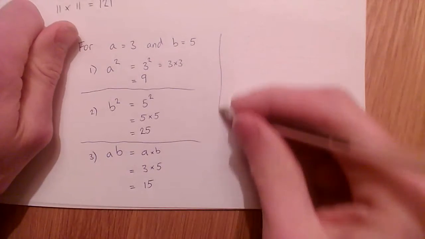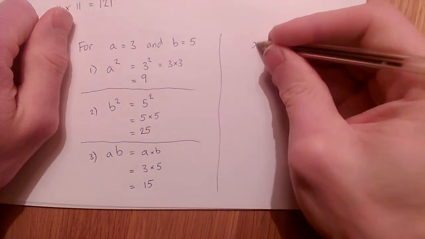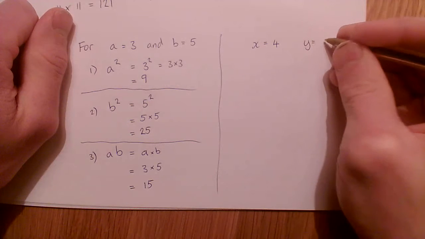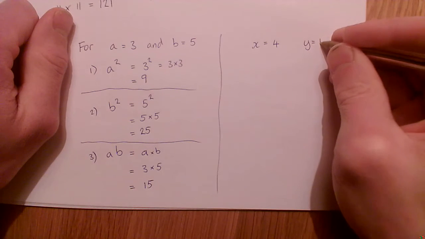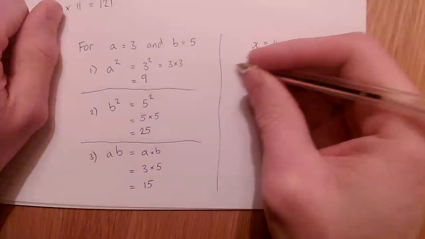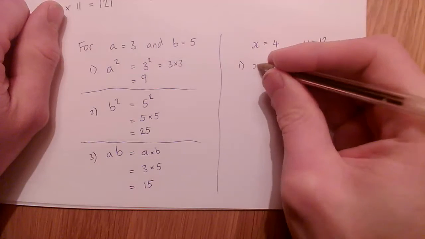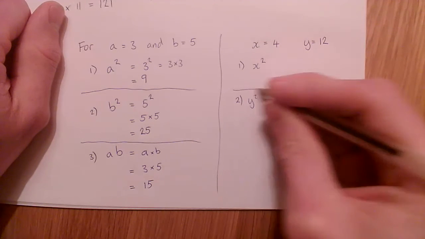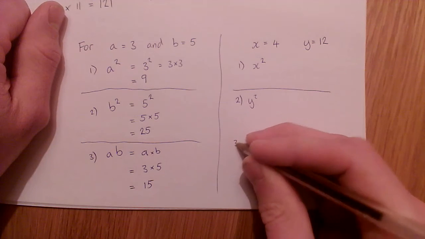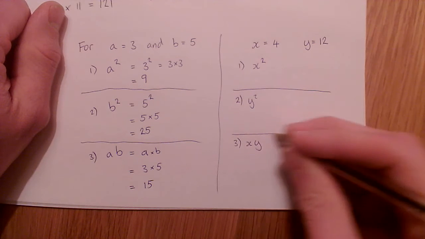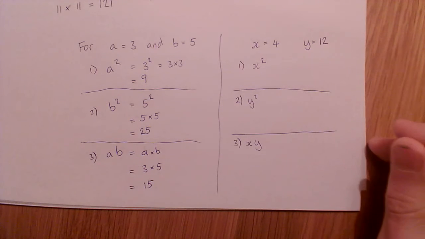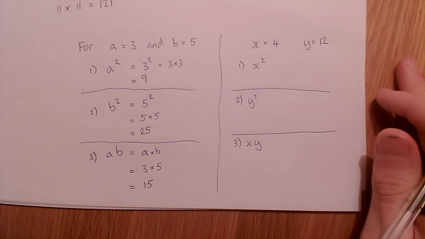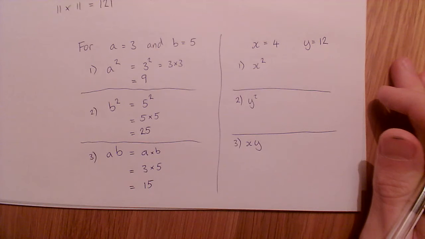So here are a couple for you to do. Have a go. I'm going to give you them in x's and y's. So I'm going to give you x equals 4, y equals 12. Slightly big number, but hopefully you can remember the times tables. So I want you to find x squared. I'd like you to find y squared. And for your third one, I want you to find xy. Pause the video, have a go, and then I will come back and give you the answers in just a moment. So pause the video, have a go, and then keep watching for the answers.